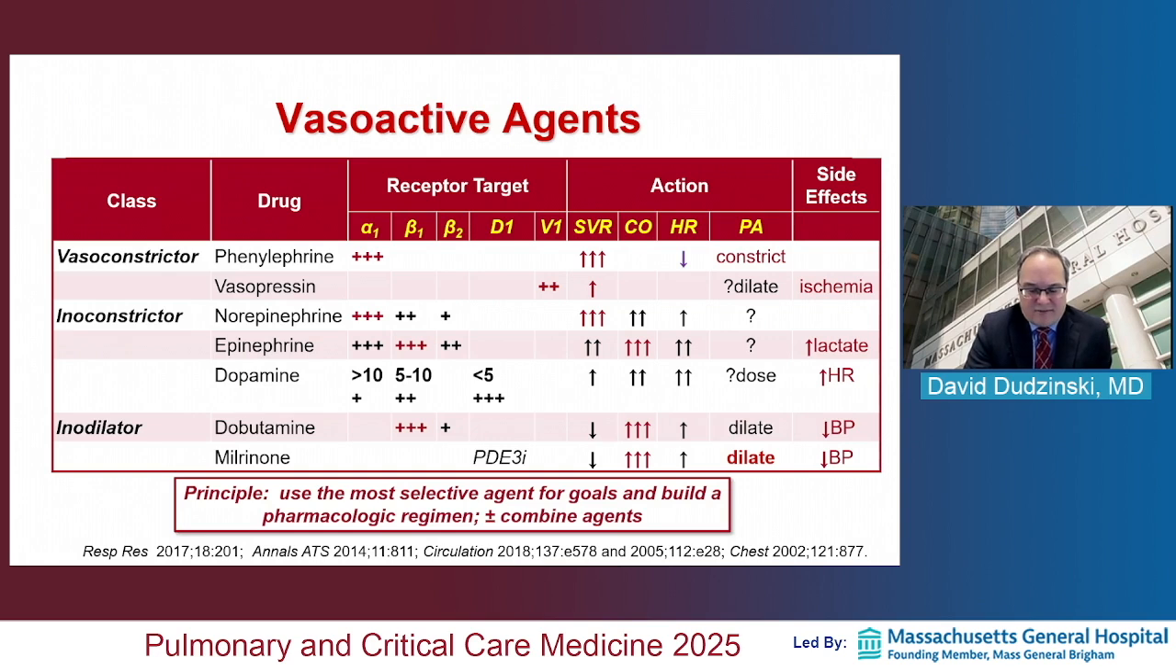So I put this diagram up not to go through it, but just to remind us and for you to have in your slide set, the whole universe of vasoactive options, which roughly include vasoconstrictors, which find very limited use in cardiogenic shock, and then various types of inotropes, which generally come in two flavors, dilators and constrictors.